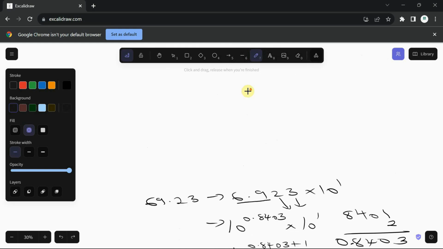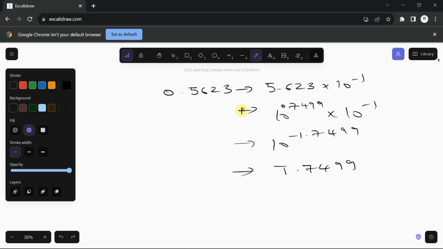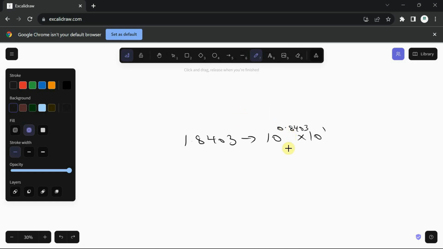If you look at what we did, this is very similar to what we did in the previous example. When we had 6.923, we found 69 under 2 difference 3 in the logarithm table. Then we had the value to be 0.8403. We said 10 raised to the power of 0.8403 times 10 raised to the power of 1, right? And then we added. So what we are doing now is breaking this 1.8403 back into 10 raised to the power of 0.8403 times 10 raised to the power of 1. Now that being said, we have to go to the anti-log table to find what this would give us.